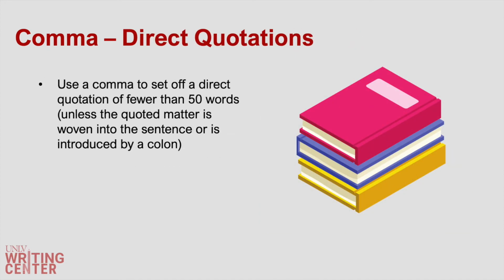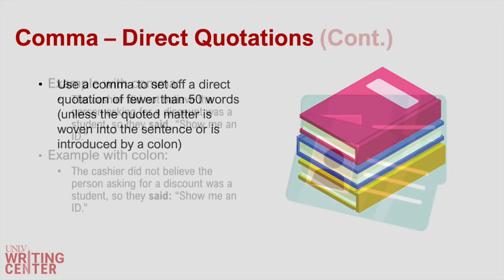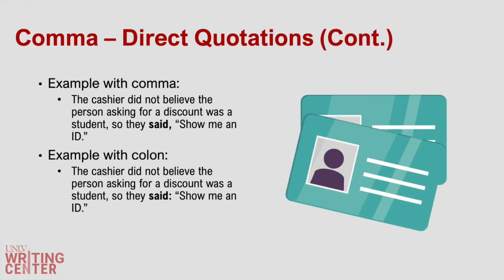Something important to keep in mind is that when you are using direct quotations, if it is less than 50 words, you can set it off with a comma unless it is introduced by a colon, or if the quote is part of the sentence or woven into the sentence. You can see an example here using a comma and one using a colon. "The cashier did not believe the person asking for a discount was a student, so they said, 'Show me an ID.'"